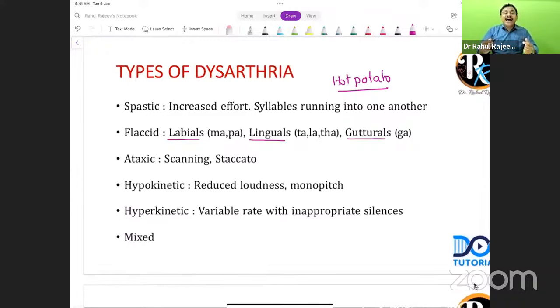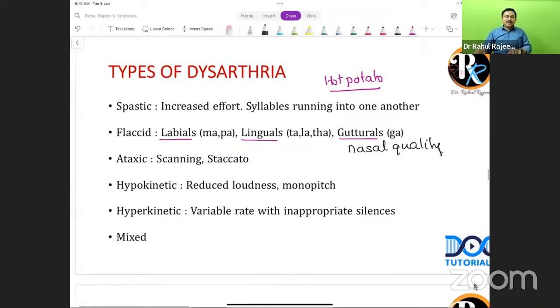Linguals. You try saying ta, la, ta, ta, la, ta. This involves the tongue. A dysarthria where predominantly linguals are affected is a lingual dysarthria. Gutturals: ga, ga, ga. Sometimes patients with bulbar muscle weakness, when they say ga, it will be like nga, nga. Those students who are following my WhatsApp groups will know that when I teach, I show a video of my patient with bulbar myasthenia gravis. When he is asked to say ga, he says na, na, na. This is a nasal quality of voice that happens in a guttural dysarthria. These are the types of flaccid dysarthria.